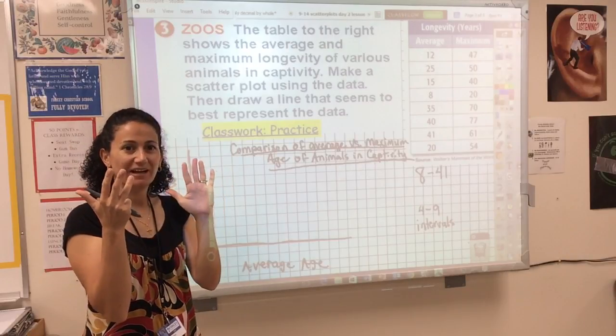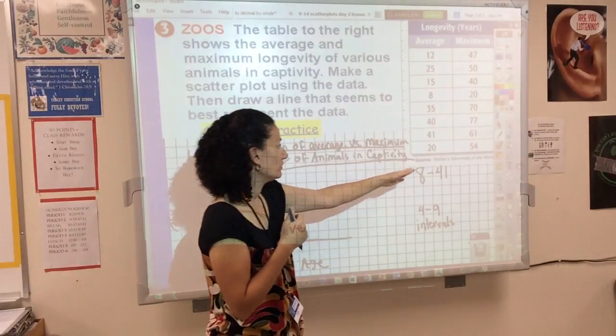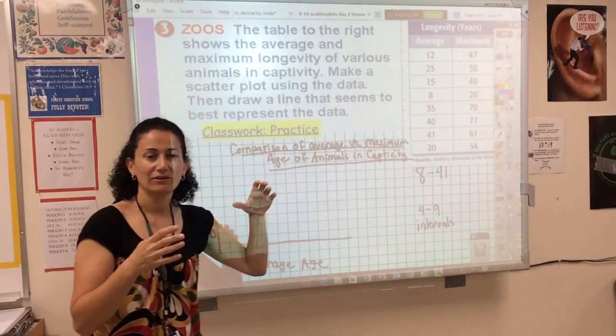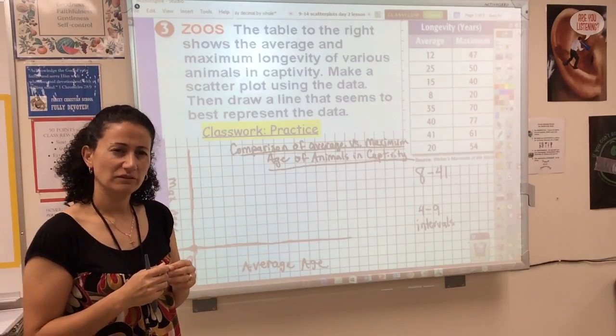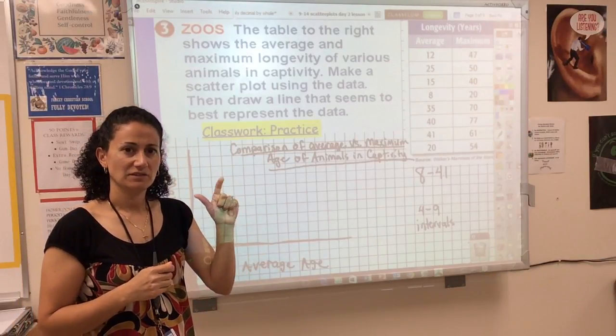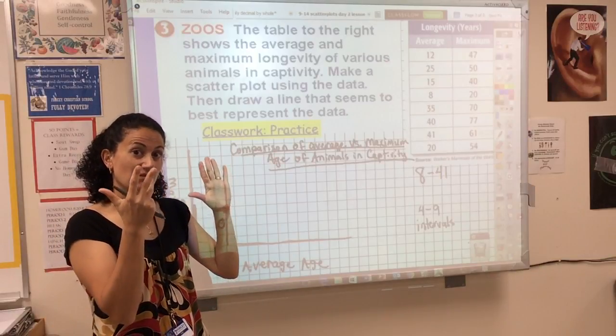I'm already at 9 intervals, and I'm only at 18. I have to go all the way to 40. So do you see how I'm trying to decide here? What about 5? Do you think 5s would be okay? 5, 10, 15, 20, 25, 30, 35, 40, 45.